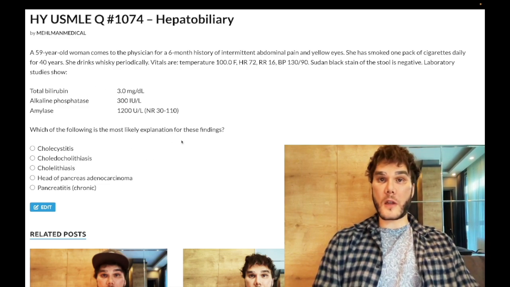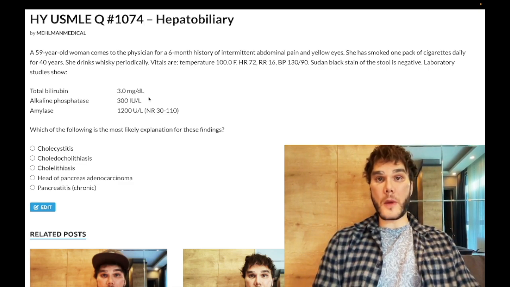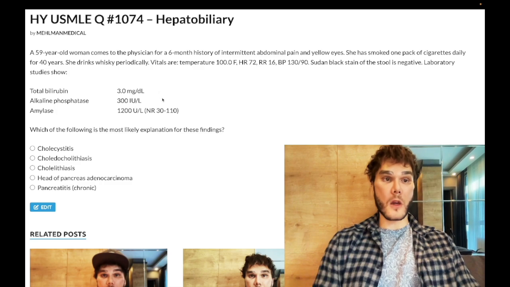Which of the following is the most likely explanation for these findings? I've seen NBME do that; they don't have to separate out direct and indirect. Choice A, cholestasis, wrong answer. You know it's wrong because 29 out of 30 times, they're not going to give you an increased bilirubin and ALP. Cholecystitis is inflammation of the gallbladder, and with isolated inflammation of the gallbladder we don't have any type of biliary obstruction, so we wouldn't have bilirubin or ALP increased.